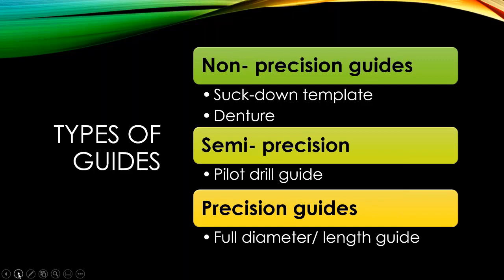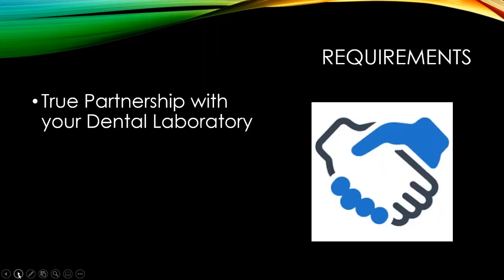And then you have semi-precision and precision guides. And so semi-precision guide is going to be a guide that's going to be, say, a pilot drill guide. So it's going to allow you to make your initial osteotomy through a guide, and then you'll remove the guide and finish freehand implant placement. Precision guide is going to be full diameter, full length guide. This can stay on through the entire process of the osteotomy.